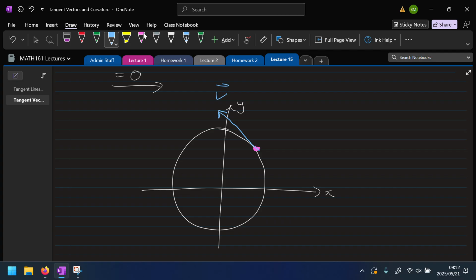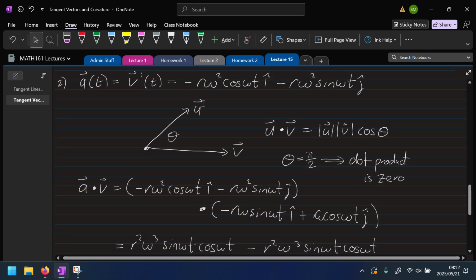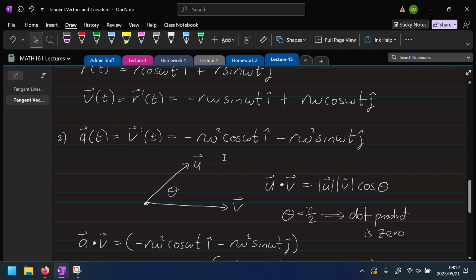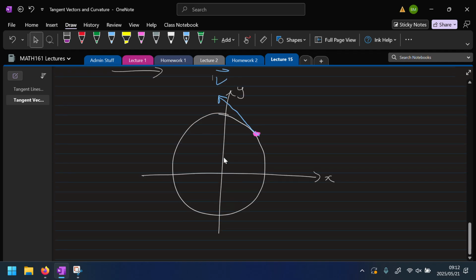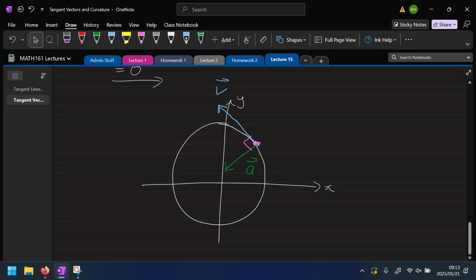And then the acceleration, remember that comes with the minus sign, so it's going to be pointing inwards, like that. These are orthogonal. So we've got the velocity vector in blue going tangent. Remember, velocity vector and tangent vector. And in this case, we've got the normal vector, that is the acceleration vector, and we can see they are orthogonal.